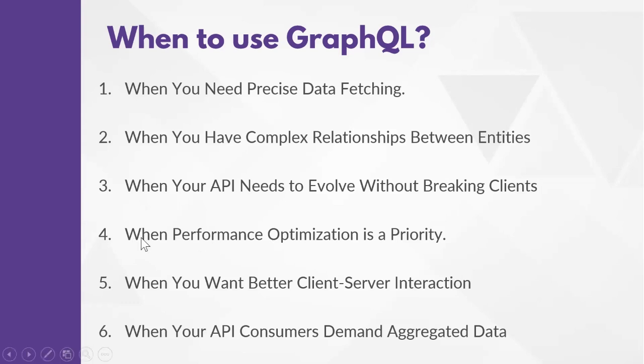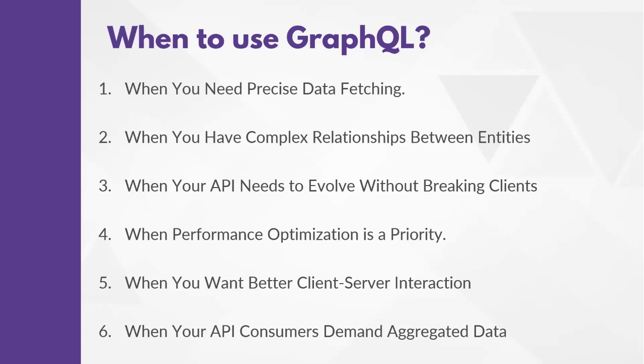When performance optimization is a priority, GraphQL reduces the number of API calls by aggregating data into a single query. So you might have experienced, since we started the introduction about GraphQL, everywhere I'm talking about that single query. That means GraphQL only runs one query, or one endpoint will be used in order to fetch all the data from within an application. So this improves the performance, especially in high latency networks.